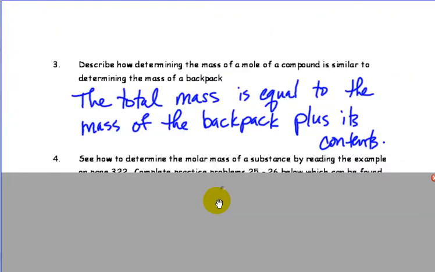Now molar mass. Think of it as like a backpack. The total mass is equal to the mass of the backpack plus the contents.